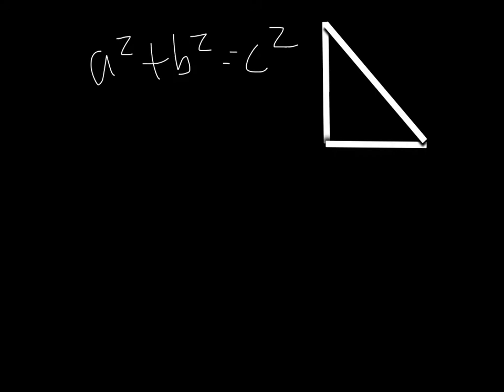When do you use the Pythagorean theorem, you ask? Oh, man, that's a good question. And I'll tell you, whenever you have right triangles. Whenever you have a triangle that has a right angle there, that means that sucker is 90 degrees.